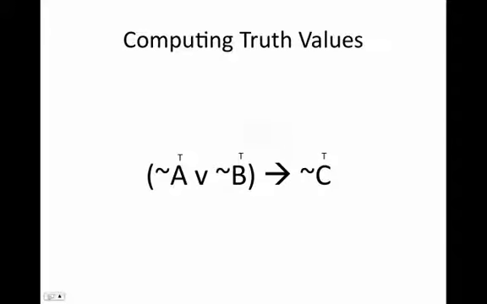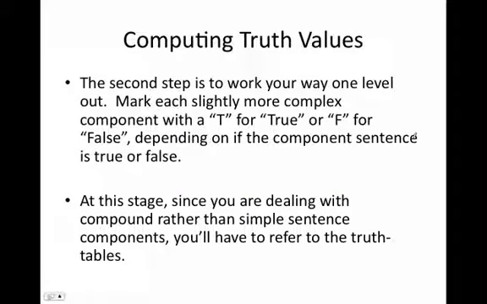All right, so A is true, so we mark A true. B is true, so we mark B true. C is true, so we mark C true. First step. Second step, just work your way one level more complex. Mark each slightly more complex component with a T for true or an F for false, depending on if the component sentence is true or false.